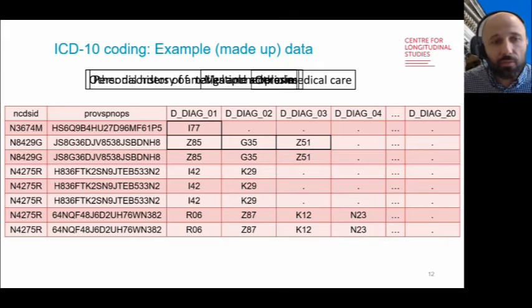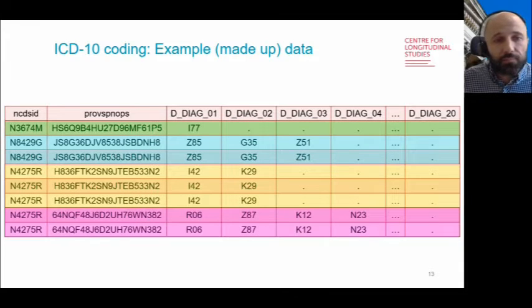But just to look at a few of them, so I77 is other disorders of arteries and arterioles, Z85, personal history of malignant neoplasm, G35 is MS, Z51 is other medical care. So they're often quite granular. And so you may not use them in their original form. You may have to do something to get them into a more usable format, as we'll consider in a couple of slides' time.